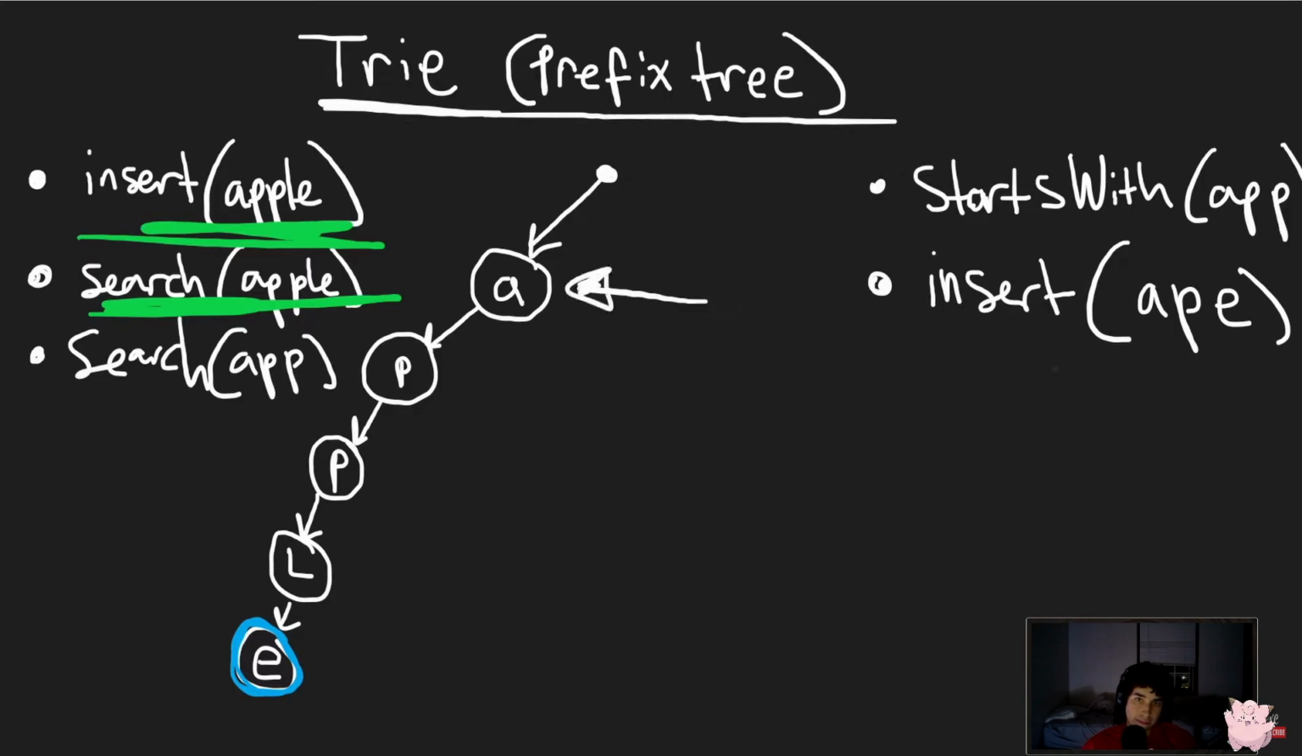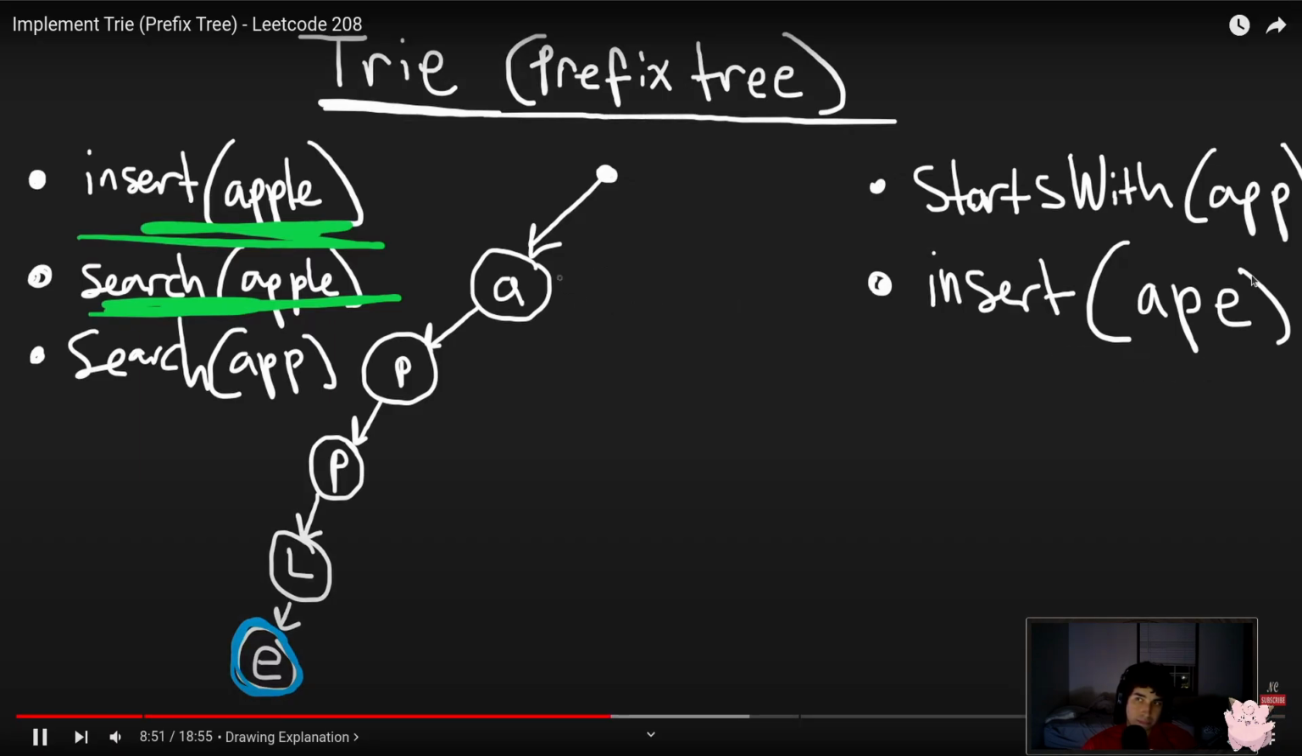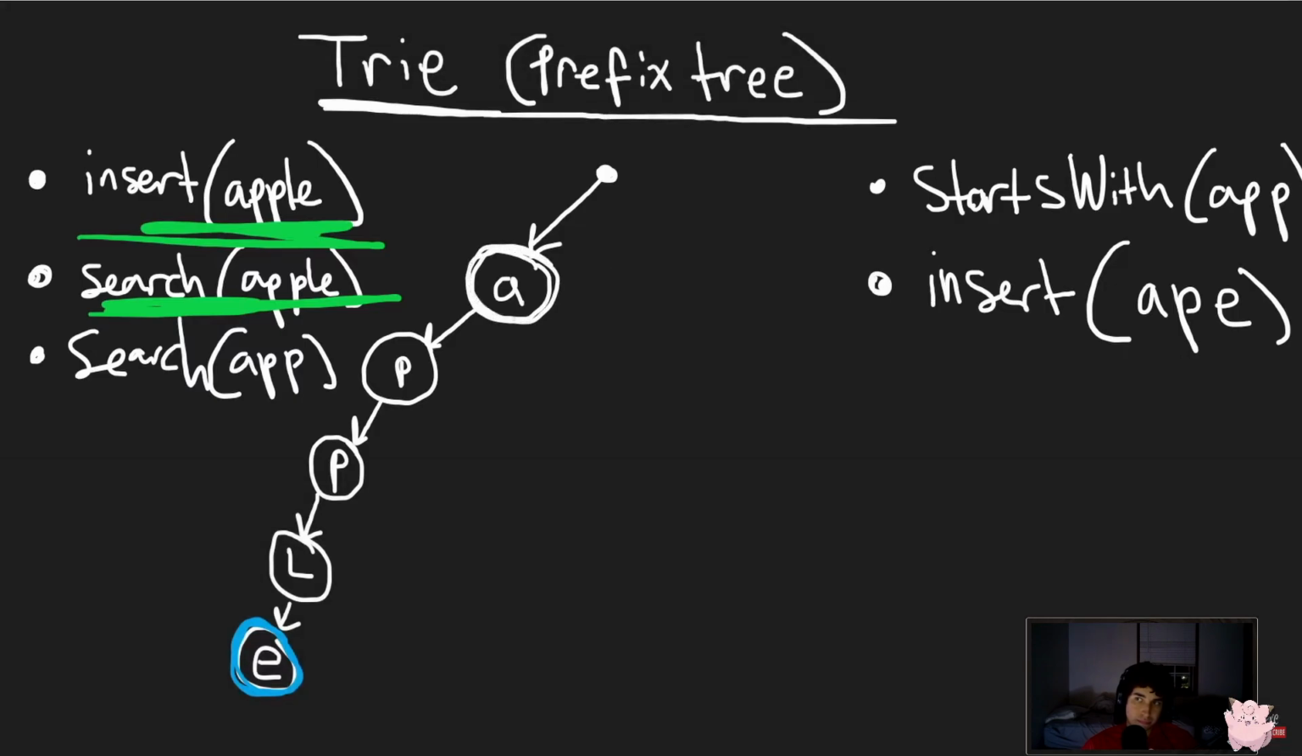So if we are inserting this word ape, we're going to leverage this A that we already created. Great. And then we're adding the second character, P. We're going to leverage this P that we already created. And so we've inserted the first two characters. What about the last character, the E? Do we have an E over here? No, right? There's no E in the third position.